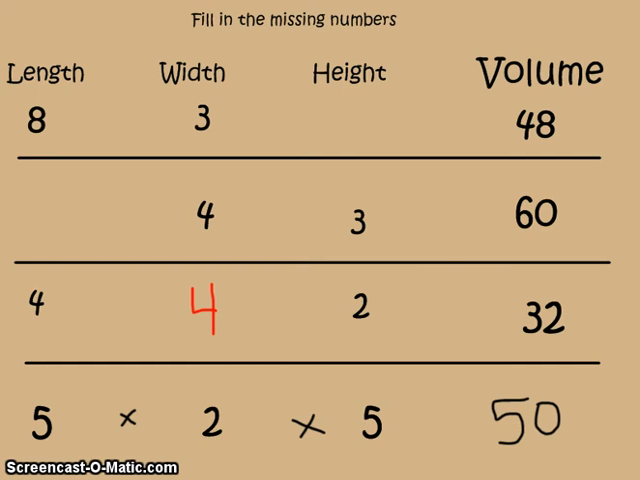All right, hopefully you have learned about how to find volume. What I would like for you to do is to solve these last two up here. You're going to need to figure out what is the height and what is the length so that we can get the correct volume.